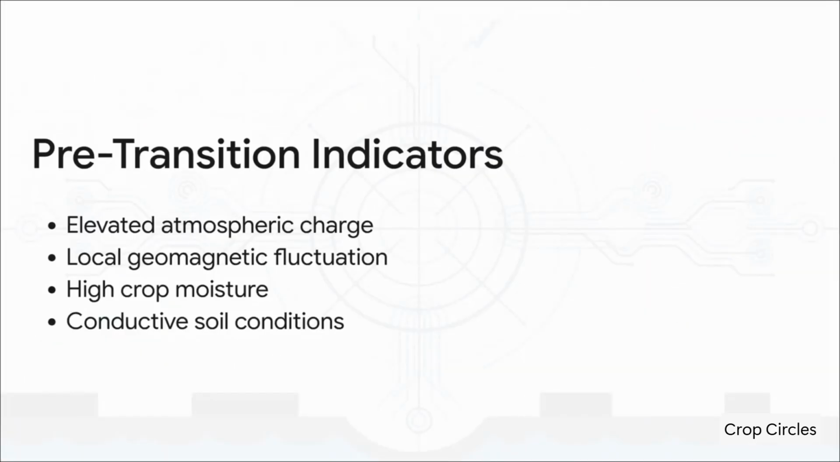Plus, Kevin L. Brown's research points out that these formations don't just pop up randomly. They need a very specific environmental setup to act almost like a giant battery. We look for specific pre-transition indicators: highly charged storm air, high crop moisture, and extremely conductive soil conditions. Usually, this means the field is sitting right on top of a natural chalk layer or a deep underground aquifer. Those features basically give the sky and the earth the perfect wiring to connect their currents.